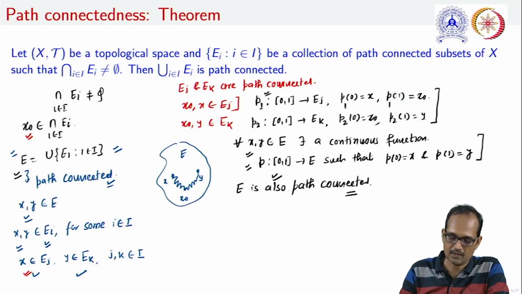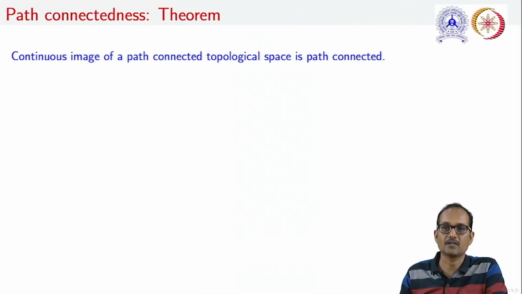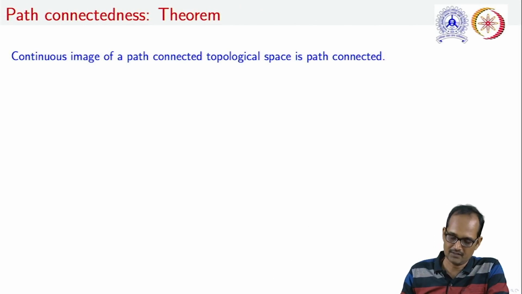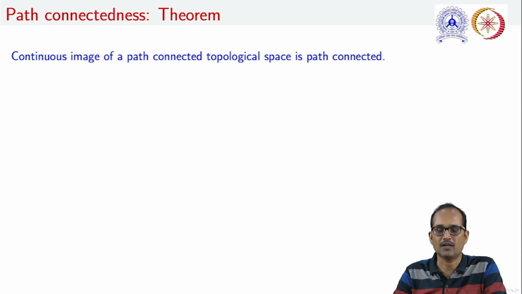So that's the proof of this theorem. Moving ahead, let us take another theorem. Again, this is similar to the concept of connected topological spaces. A continuous image of a path connected topological space is path connected.